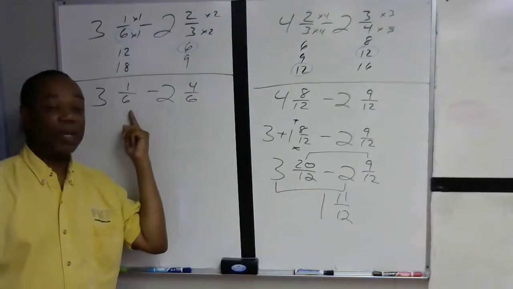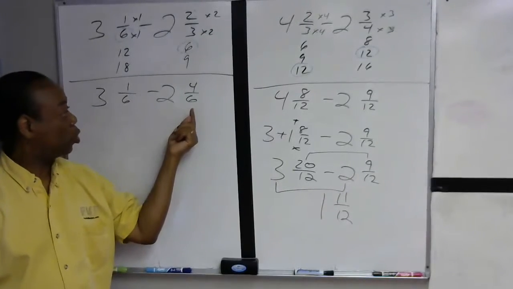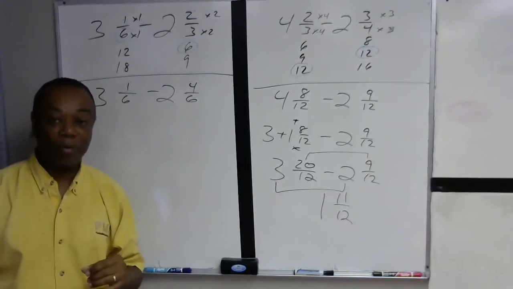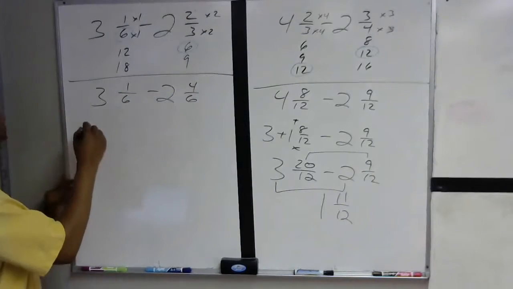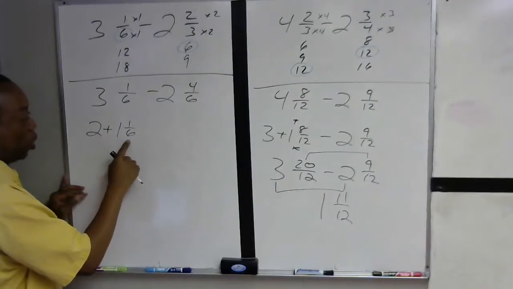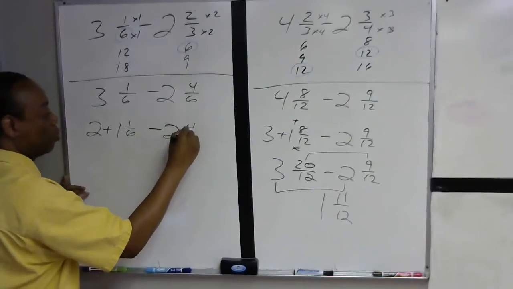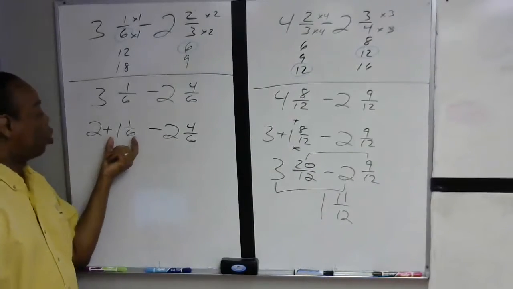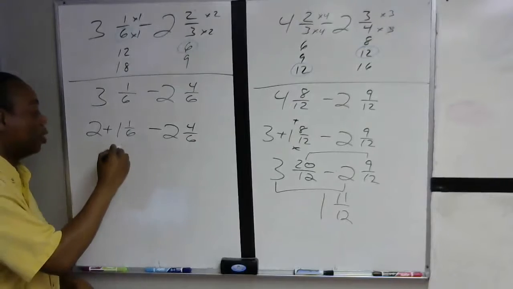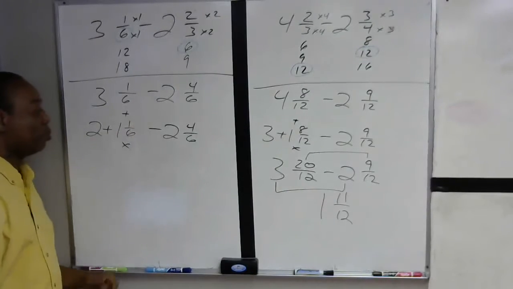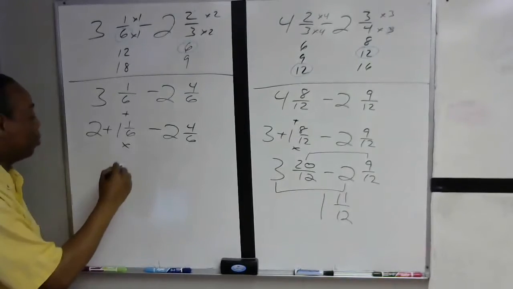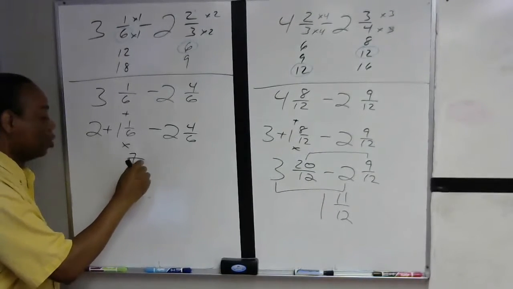Now that our fractions have the same denominators, we attempt to subtract, but we cannot subtract 4 6ths from 1 6th. We're going to have to borrow. If I borrow 1 from 3, it becomes a 2, and the 1 that we borrow goes next to the 1 6th. We're going to turn this 1 6th right here into an improper fraction. So we're going to multiply 6 times 1 and then add 1. 6 times 1 is 6, plus 1 more gives us 7. That's over 6.